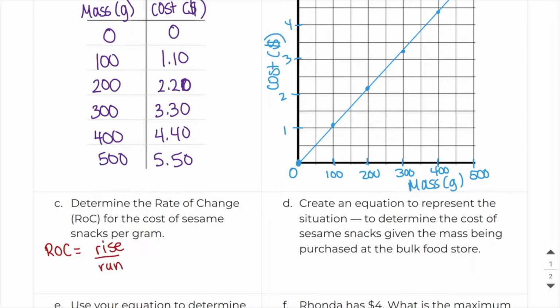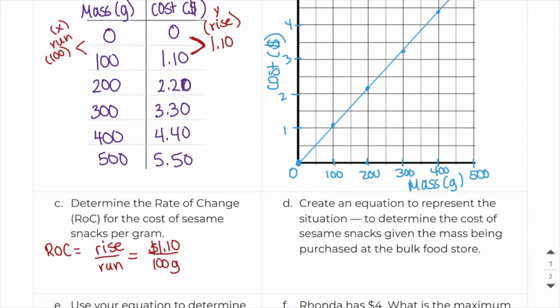I'm going to show you a few different ways that we can do this. We can see here that this rose by $1.10, so this is the rise. And we know this one's the rise because the Y is always the rise. Rise is up and down. And this right here is the run, and it's 100. So here we can say the rise is $1.10. The run is 100 grams. Remember, the run is X, and this is our X right here.